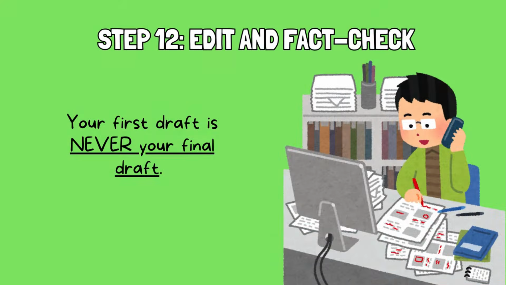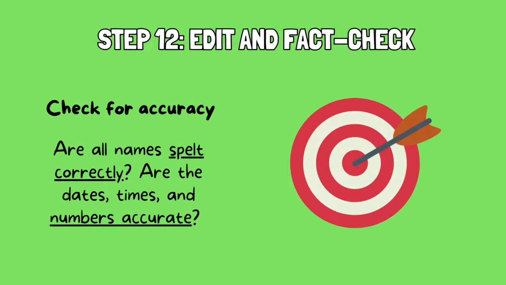Step 12. Edit and fact check. Your first draft is never your final draft. Professional journalists revise extensively. First, check for accuracy. Read through everything again. Are all names spelt correctly? Are the dates, times, and numbers accurate? One mistake can undermine your entire article.